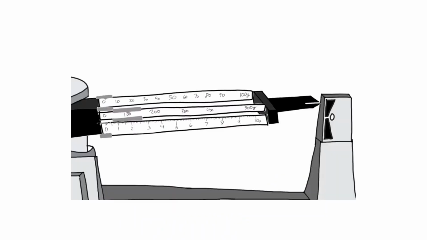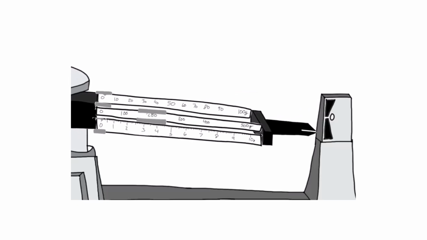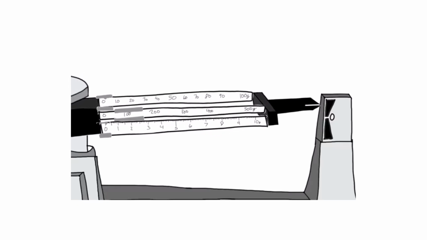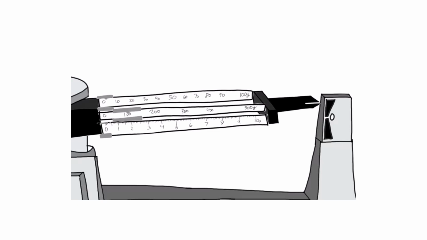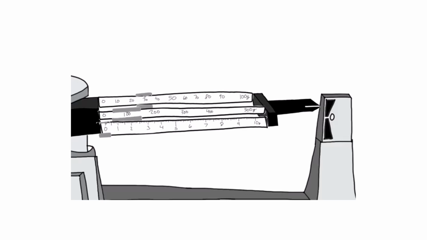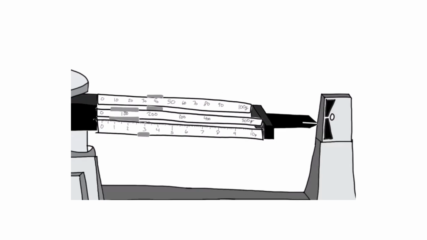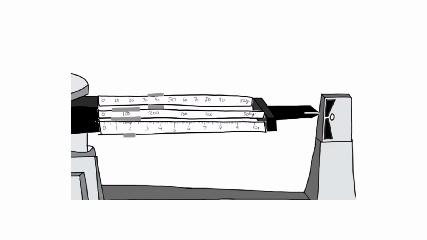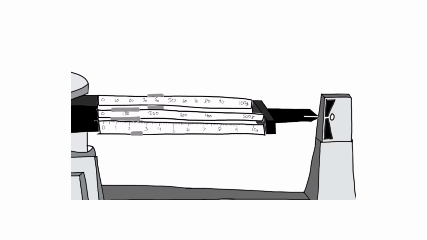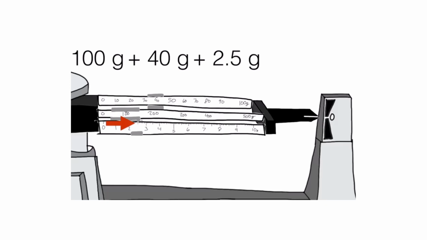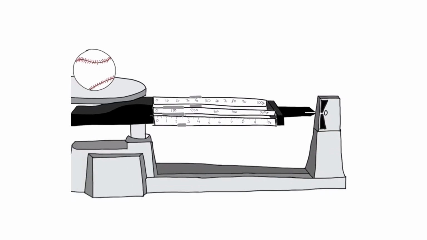One notch at a time. If you move the slider too far, return it one notch to the left and switch to the 10-gram slider. Be sure when moving the sliders to move them one notch at a time, not in between numbers, but on top of the numbers. You can use this slider to get the exact mass of the object. To figure out the mass of the object, add all three sliders: 100, 40, and 2.5. The mass of our object is 142.5 grams.